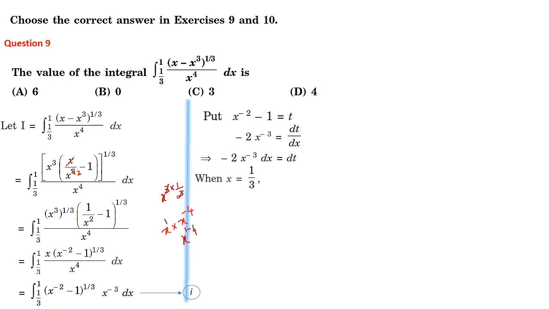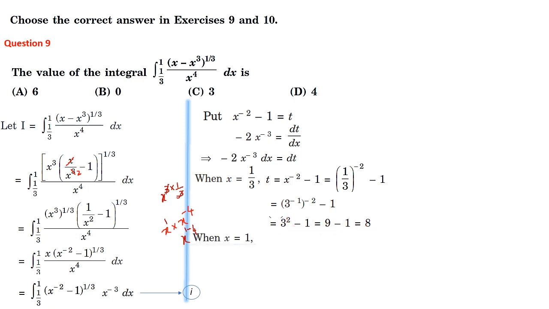We have to find out the new limits. First, when x is equal to 1 by 3, t will be x power minus 2 minus 1. That means x is substituted with 1 by 3. So 1 by 3 the whole power minus 2, minus 1. This 3 we can take to the numerator, it comes as 3 power minus 1. Then 3 power minus 1, this minus 2 power is there, minus 1. That is 3 power minus into minus plus, 1 into 2 is 2, 3 power 2 minus 1. So 3 power 2 is 9, 9 minus 1 is 8.